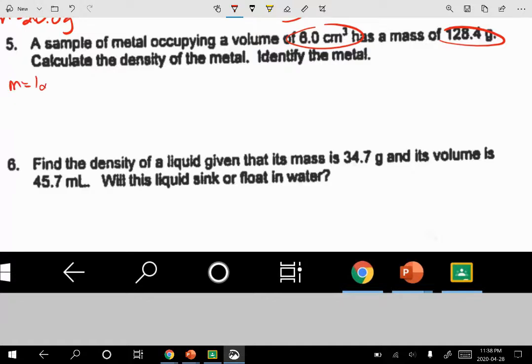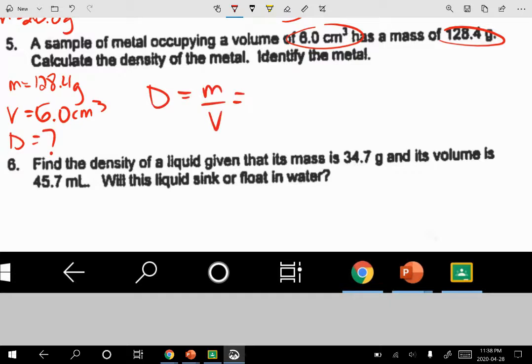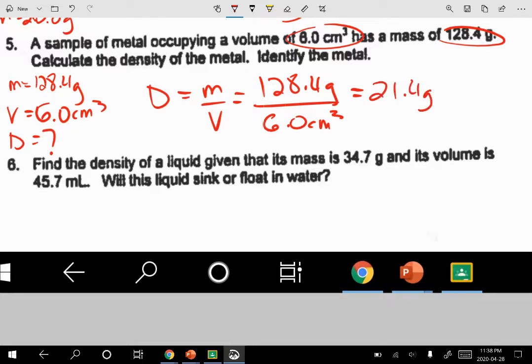Mass equals 128.4 grams. The volume is, I'm seeing again that as 6. It kind of looks like it could be an 8 though. 6.0 centimeters cubed. Find the density. So just the standard mass over volume version, which is 128.4 grams over 6.0 cubic centimeters. 128.4 divided by 6. So I got 21.4 grams per cubic centimeter.